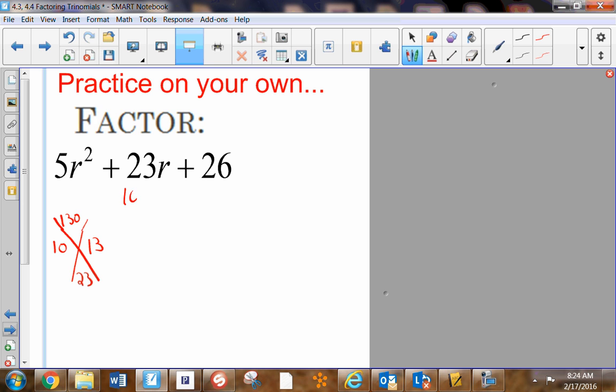So I'm going to use 10R and 13R to take the place of the middle term. Bring this down, bring this down. Just finish this right through. I'll prove it. Pull 5 out of the first group. Oh, I left that little R out.